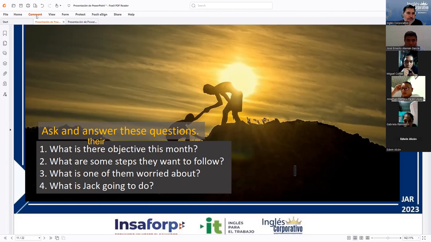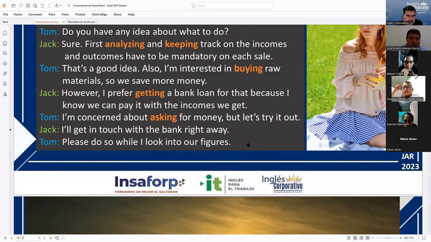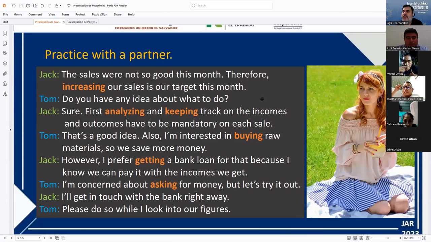Okay. There, possessive, right? Not there. Okay. What's their objective this month? So these are the questions that you have to answer. And this is the conversation. So let's go to the groups and let's practice the conversation.